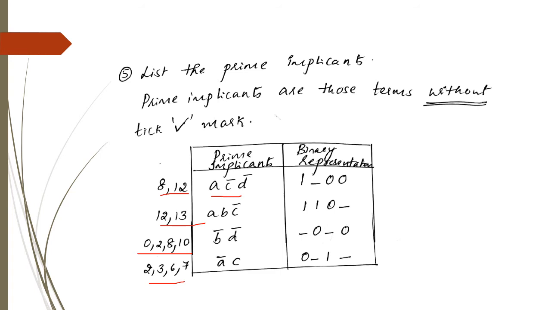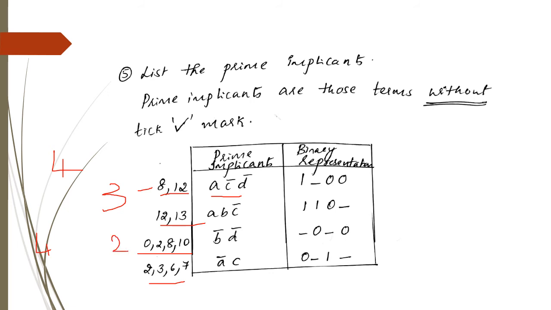Similarly, you have A B C bar, so you get it as 1 1 0 dash, for that you get A B C bar, and for dash 0 dash 0 you get B bar D bar, and 0 dash 1 dash you get A bar C. So this is nothing but, when you group two cells together, you'll get 3 literals in a 4 variable K-map. In the same way, if you group 4 cells together, then you get 2 literals in the final expression. So this is how you do it.